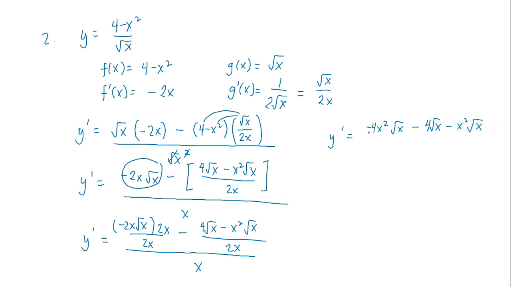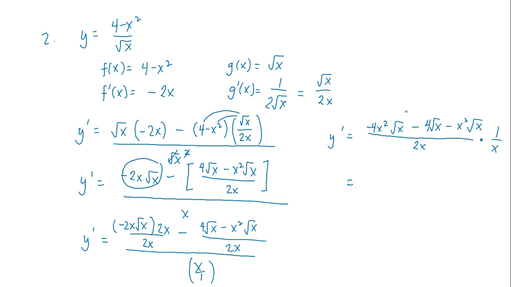So dahil pare-parehas lang naman sila ng denominator, pwedeng pagsamahin natin sila. Okay? And then, yung nasa baba natin kanina na x, now we know that x is just equal to x over 1. Pwede na natin siyang i-multiply dito. So magiging 1 over x or yung reciprocal niya. Okay? So ituloy na natin.